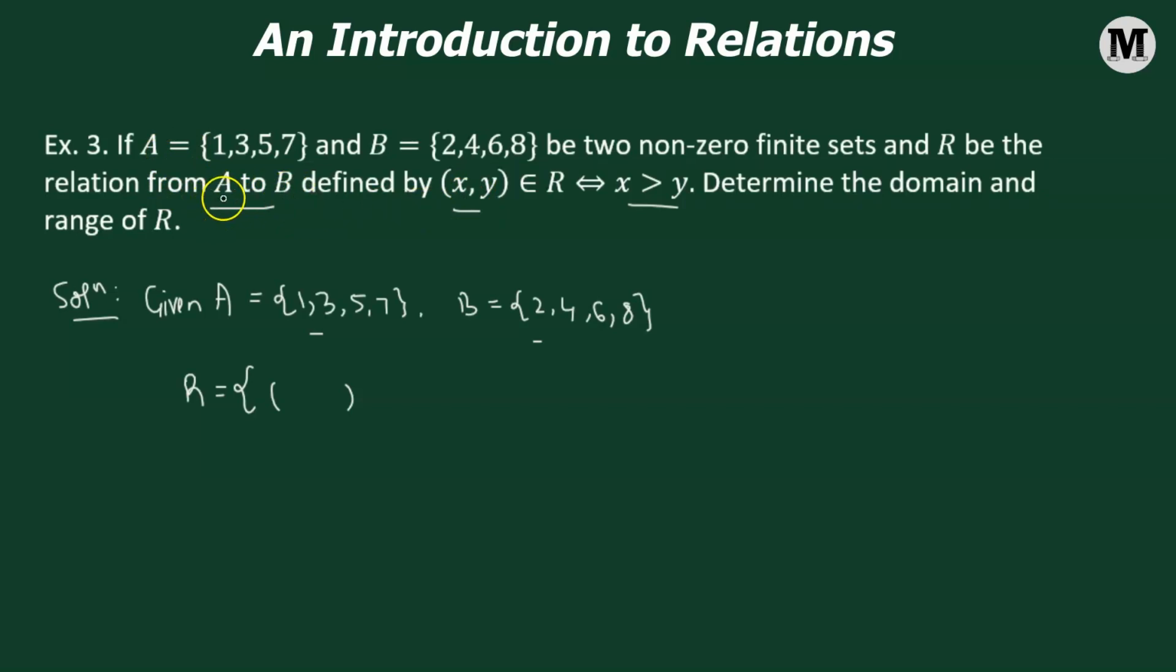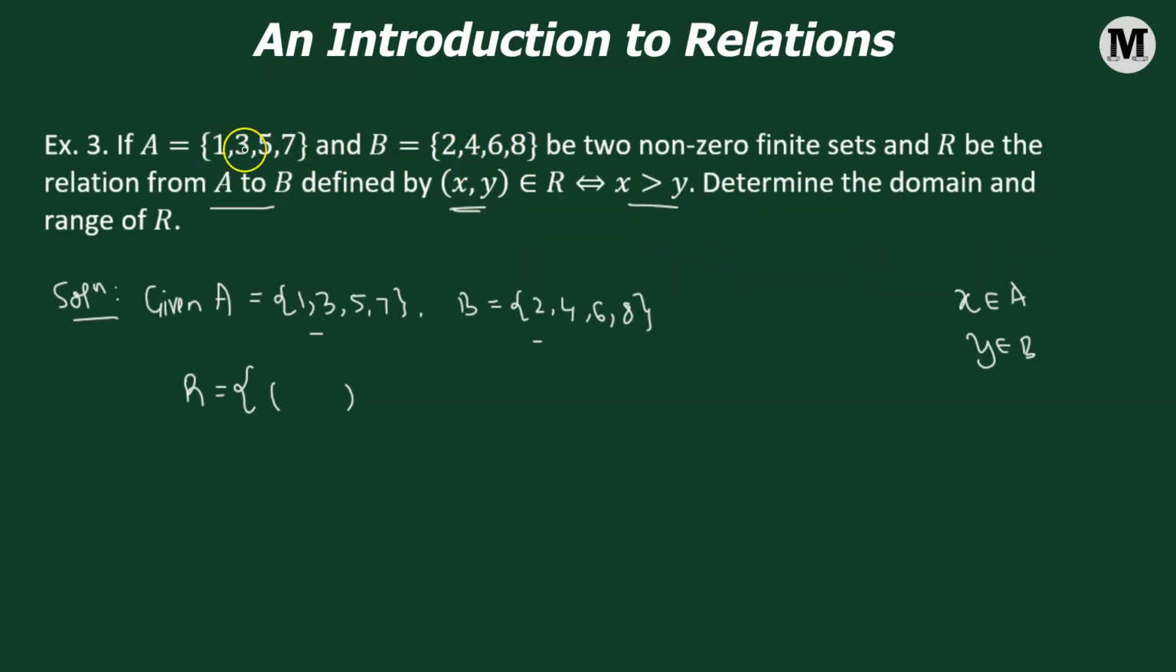As our relation goes from A to B and we have an ordered pair (x, y), we must immediately understand that x must belong to the set A and y must belong to the set B. Now we are going to pick some elements from set A such that the element is greater than elements present in the set B. So here we cannot pick the element 1 because 1 is actually less than 2, 4, 6, and 8. So we are going to skip 1.